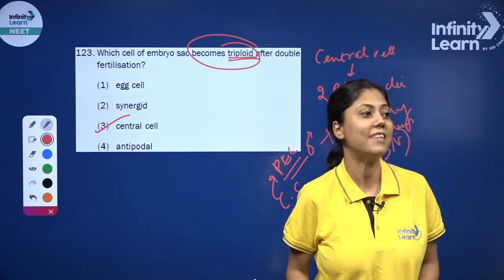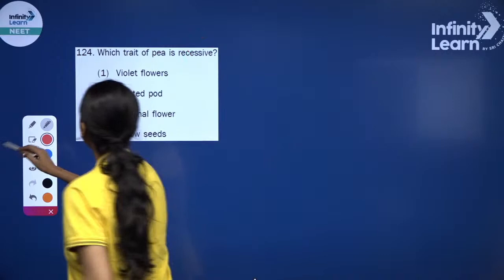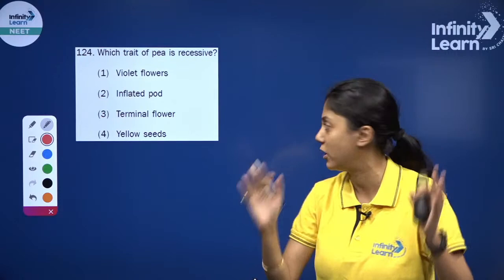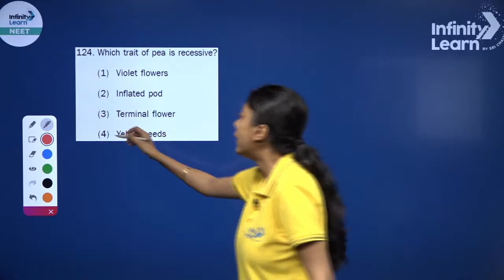Okay. Next is, let me clear the board. Which trait of pea is recessive? Simple, straightforward question. Violet flower, dominant trait. Inflated pod, dominant trait. Terminal flower, exactly, it is a recessive trait.